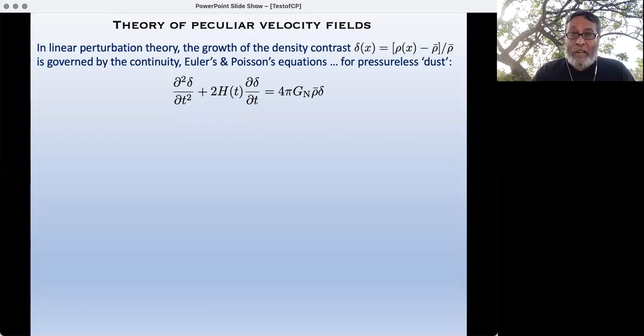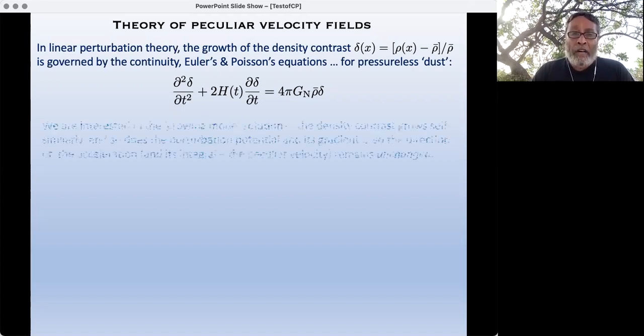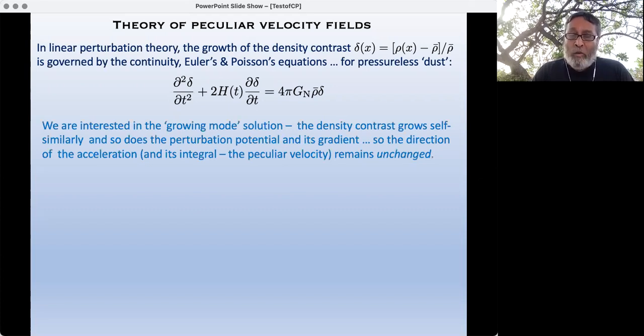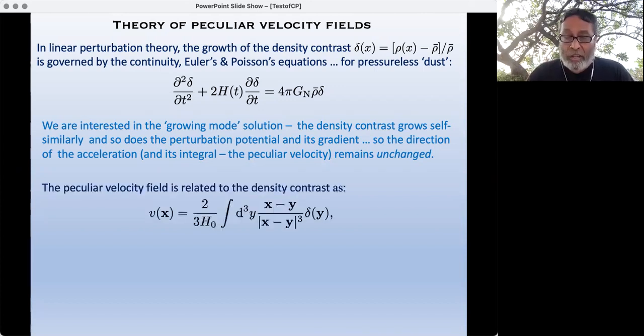This is the only maths I have in my talk, just to show you how robust this argument is and how simple. If I just consider a density perturbation and ask how it grows according to the Poisson equation, subject to continuity and Euler's equation, then this is the equation taken from Peebles' textbook on large scale structure. And we of course only want to look at the growing mode. The important point is that there is no curl in the problem. We are talking about something driven by a potential. And so the gradient, the velocity, the acceleration, everything, nothing changes in time. It's always in the same direction because the growth is self-similar.